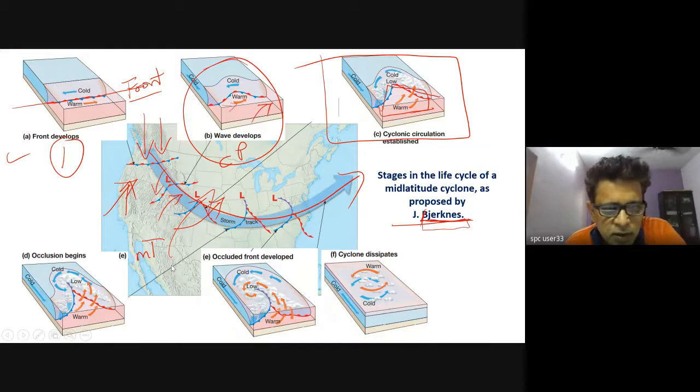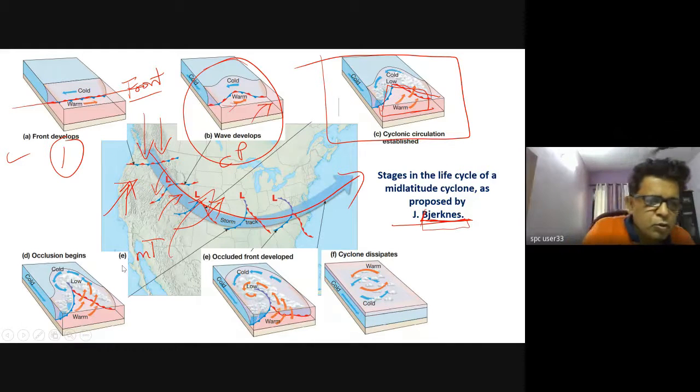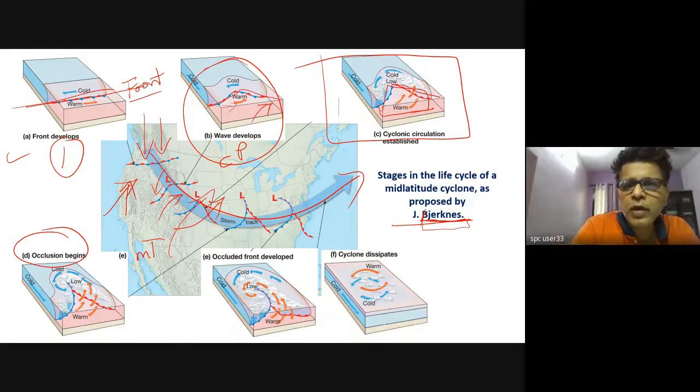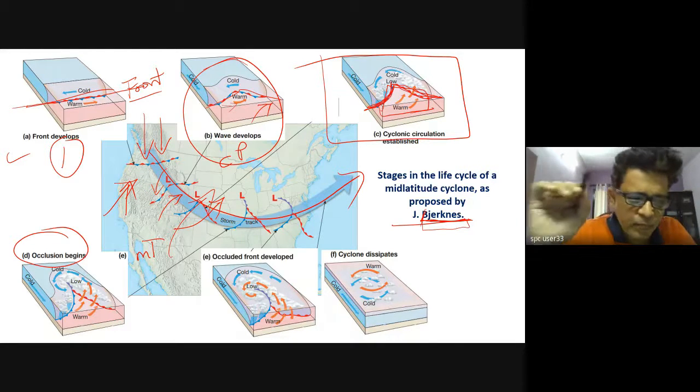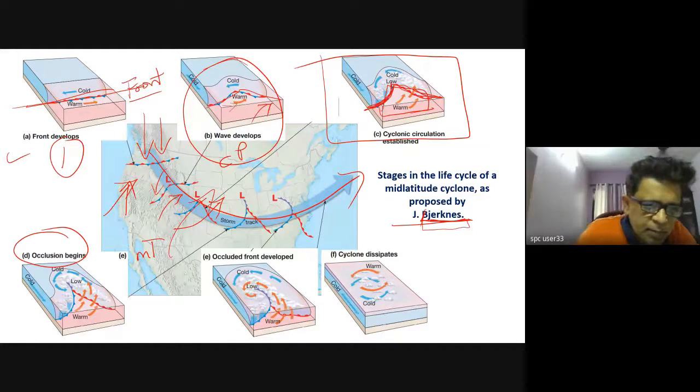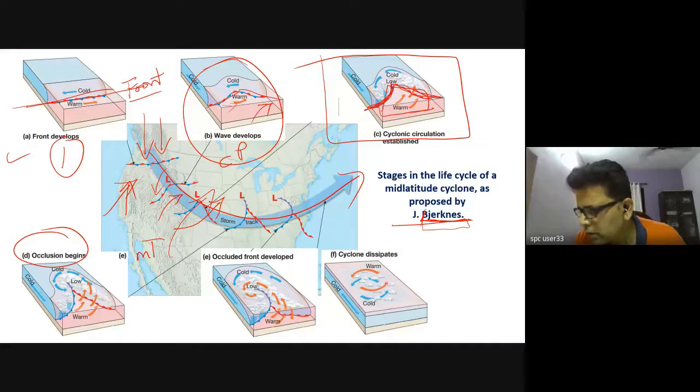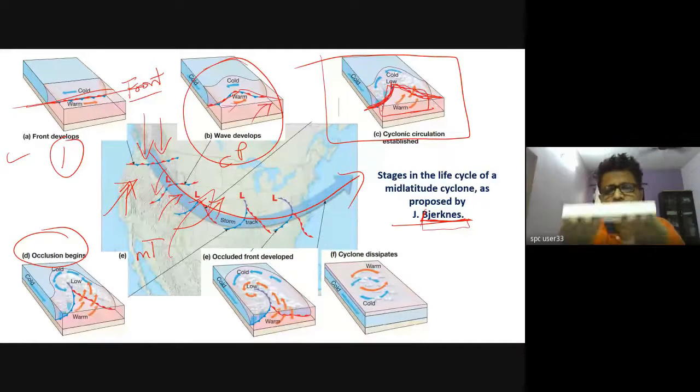Now what happens here is that occlusion begins. Now what exactly does occlusion beginning mean? Till here, you'll see that you had one line, and the colder part was free, the warmer part was free. However, now what is happening? You'll see that the colder part is closing in. So what does occlusion actually mean? Occlusion is basically lifting of the warmer part.